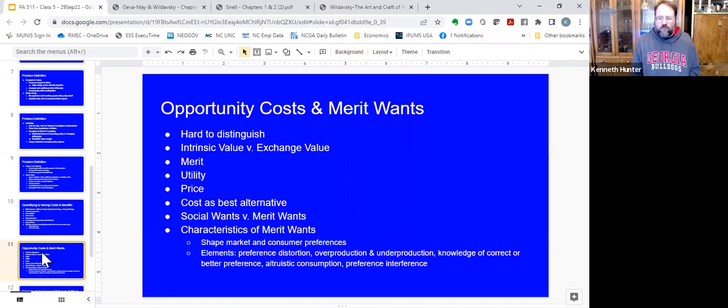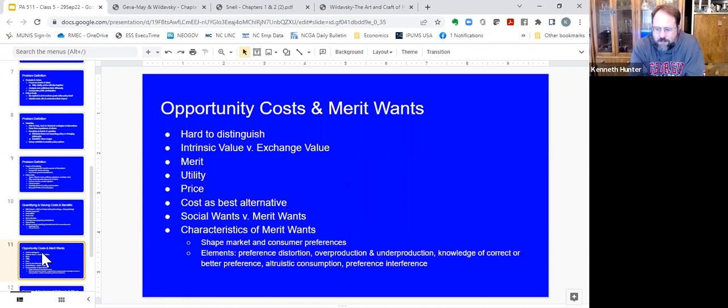So when we're factoring valuation and trying to determine, there's the merit, there's the utility, and there is the price of various things. And so the way by which we can facilitate this is by using cost.